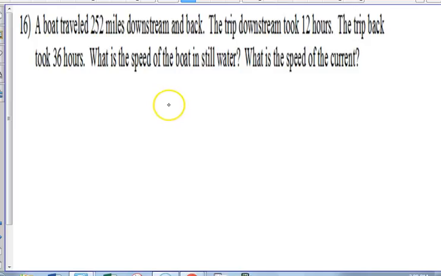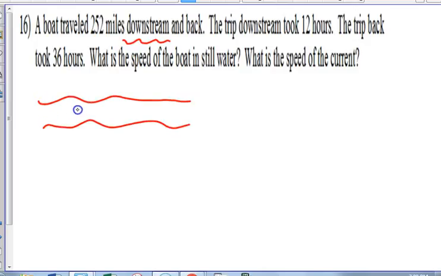Everybody ready? A boat traveled 250 miles downstream and 250 miles back. Downstream and back is each 250 miles, okay? So there's a river and the current is going one way. When the current is helping you, that's called downstream. They went 250 miles down the stream. Then they came back another 250 miles, but the stream was working against them.